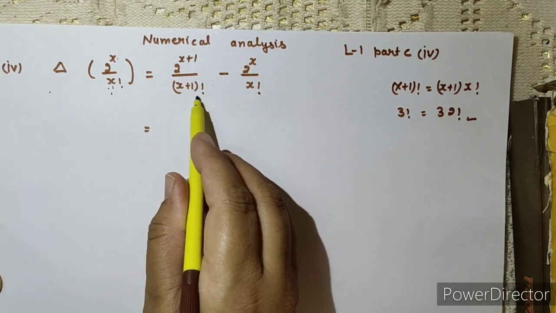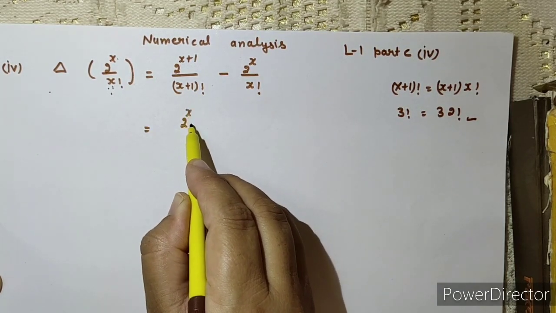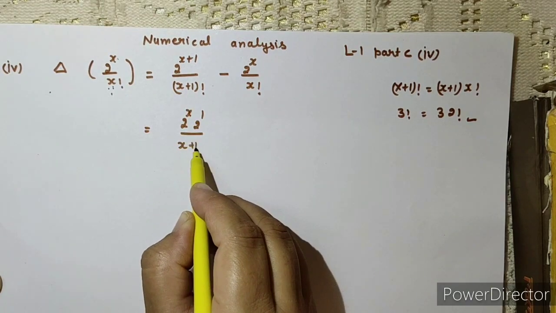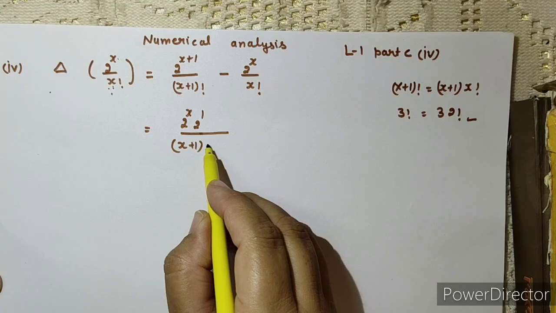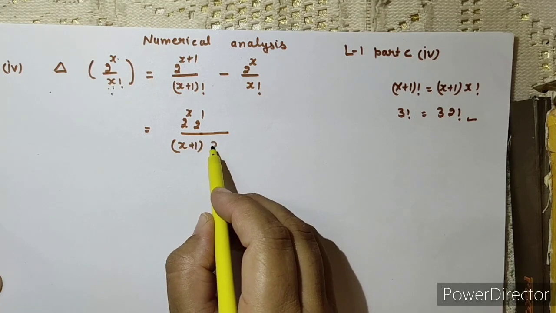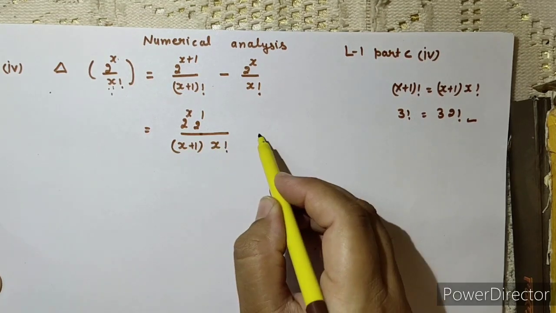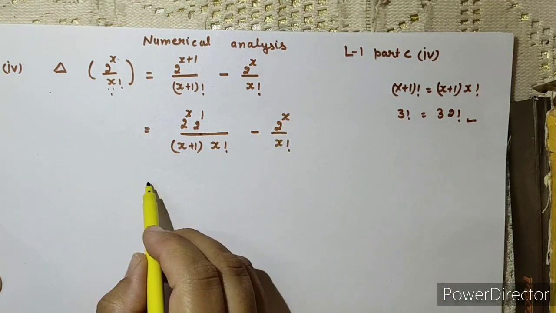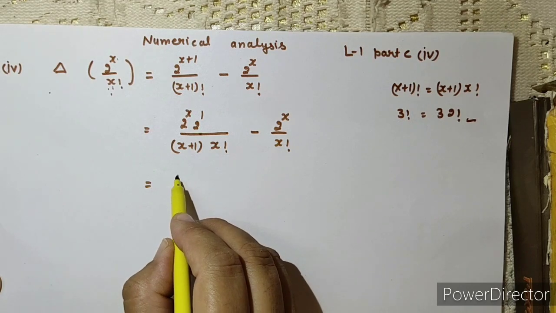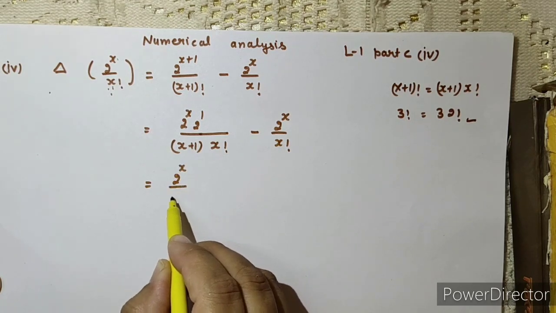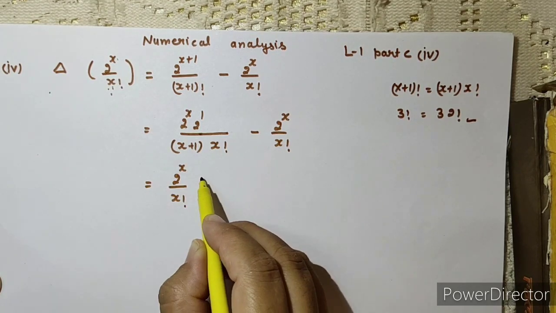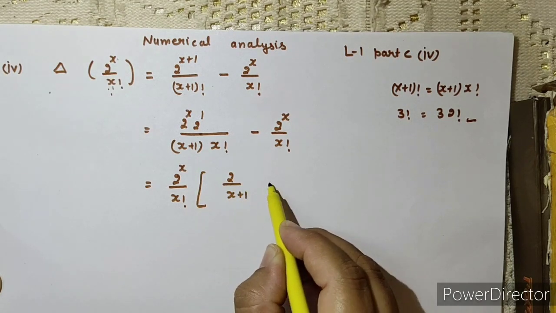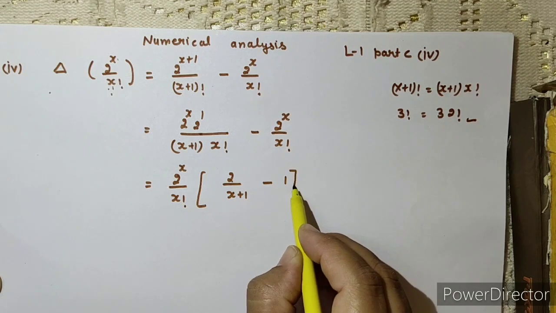Now you apply the factorial formula here. So you can write above term as 2^x into 2^1. Okay. And what will the lower term become? x plus 1 factorial can be split into 2 terms like this. Okay. So this is 2^x by x factorial. Take the terms which are common. So I am taking 2^x by x factorial. And this is equal to 2 by x plus 1 minus 1 here.